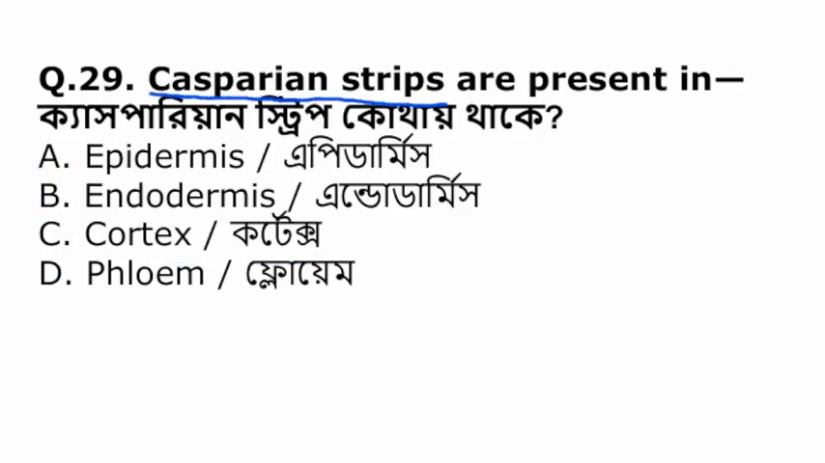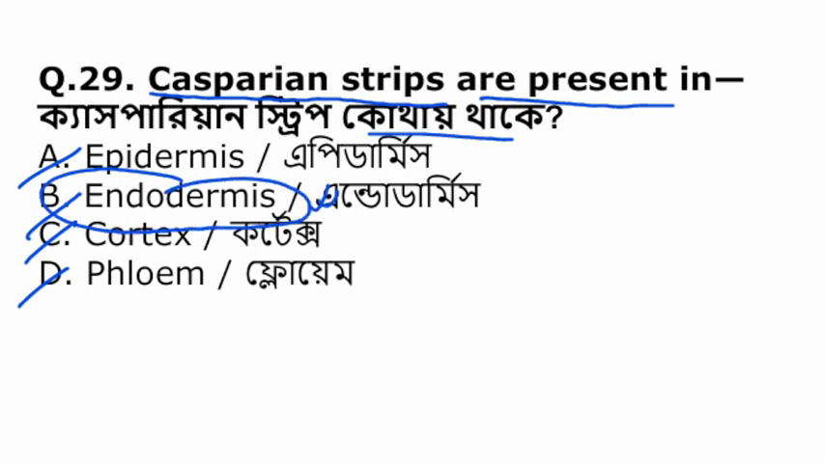Casparian strips are present in? Epidermis, endodermis, cortex and phloem. The Casparian strips are mainly present in the endodermis of roots.